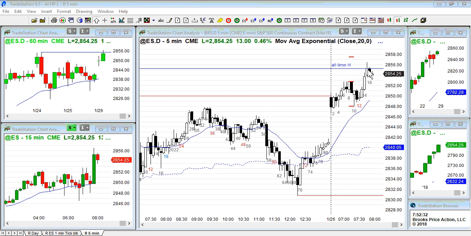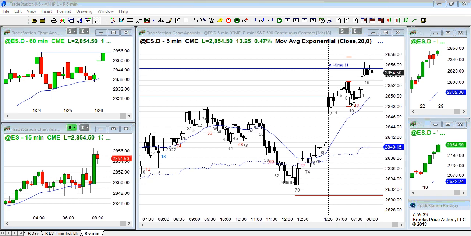The bears want a micro double top or 3 or 4 consecutive bear bars. Disappointed bulls got out. A lot of them got out. Bears sold the 16 high for a scalp. Still always in long.